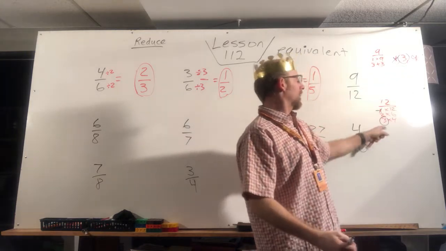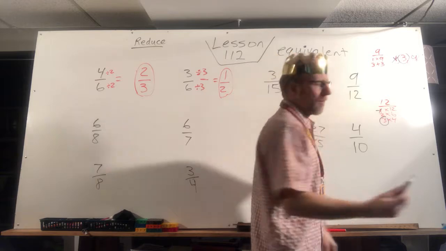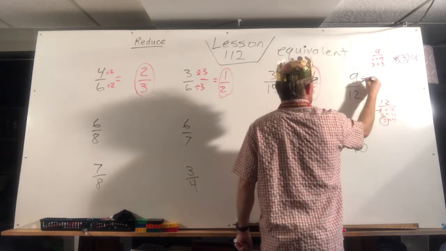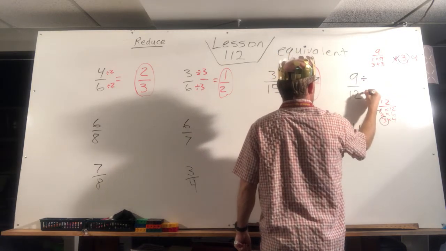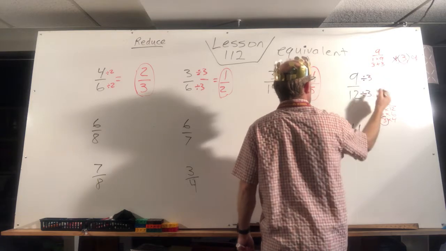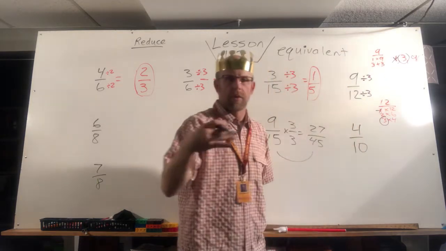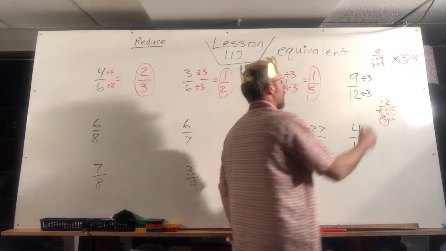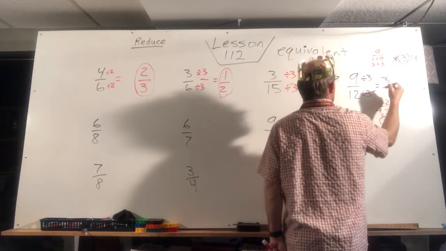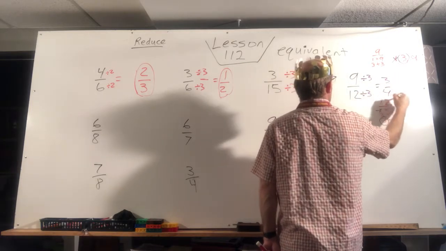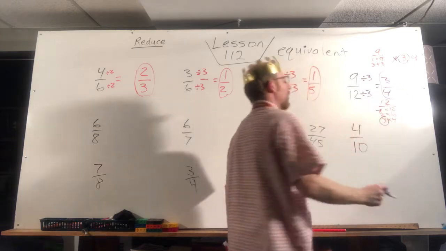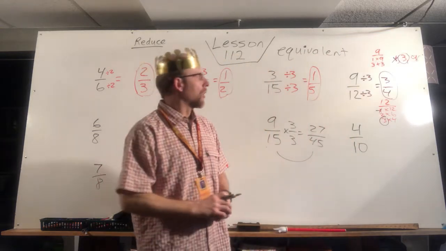So it has to be divide by 3, divide by 3. And many of you could do that in your head right away. Divide by 3 and 3, which, refresher, 3 over 3 is the same as 1. Okay, so 9 divided by 3 equals 3. 12 divided by 3 equals 4. Okay, so 9/12 is the same as 3/4.